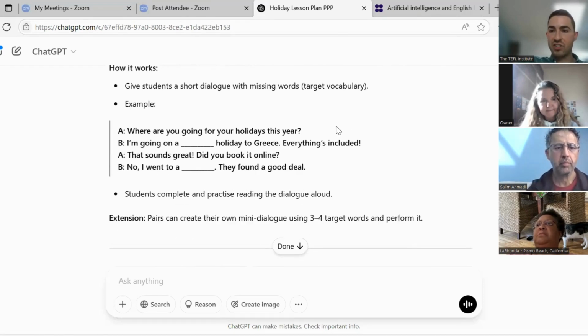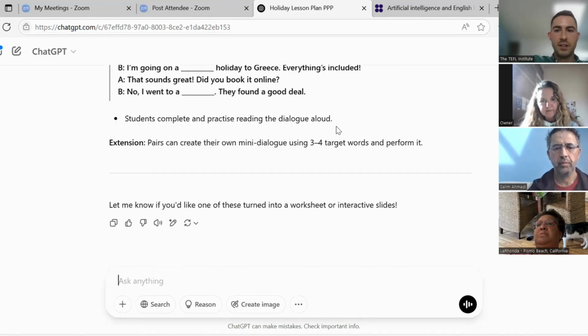So you could get them to actually complete the blanks and then say the dialogue or perform the dialogue in pairs. Then you could take the dialogue away from them and have them reproduce it without looking. So those are some alternative activities that we could use.